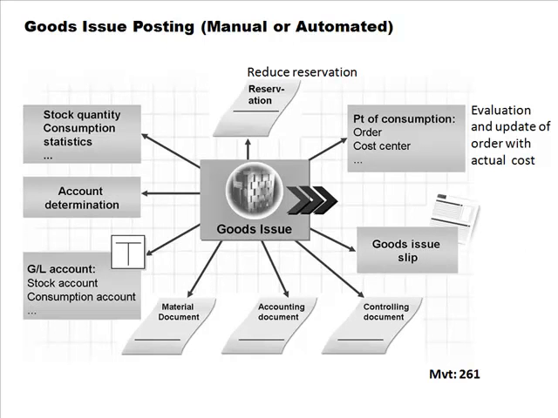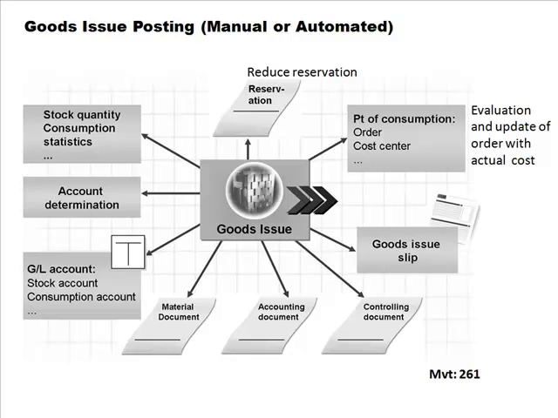Of course, a goods issue slip and various documents are printed. A material document and an accounting document, of course, those two are needed because a material movement took place. You took out material from stock. And a controlling document, because this has cost accounting implications. We said we're going to update the order with the actual cost, so obviously there's a cost accounting implication, so a controlling document would also be produced.